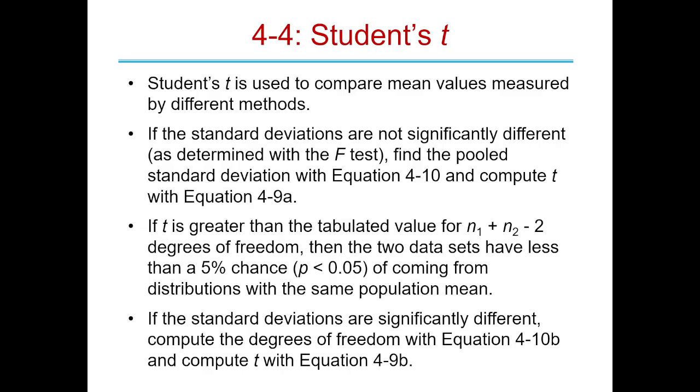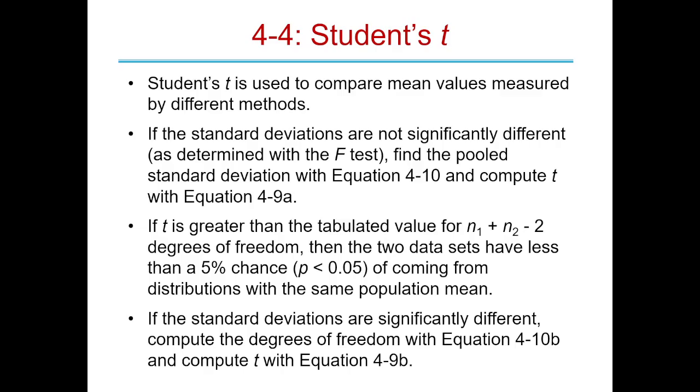There you go. If the t is greater than the tabulated values for the n1 minus 1 plus n2 minus 2 degrees of freedom, then the two data sets have less than a 5% chance, and that's what that means, by the way, P less than 0.05, of coming from distributions with the same population mean, meaning that they come from different populations. This can mean a few different things, but one of the more common examples of that is they're just not the same sample.